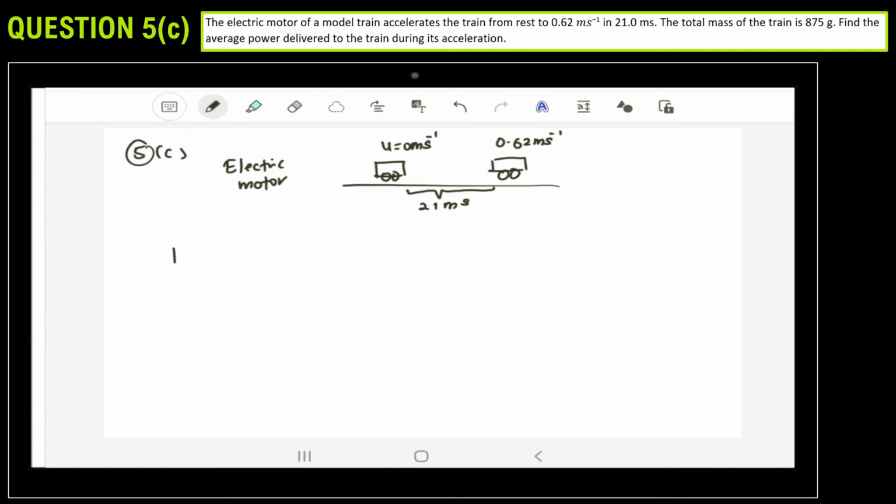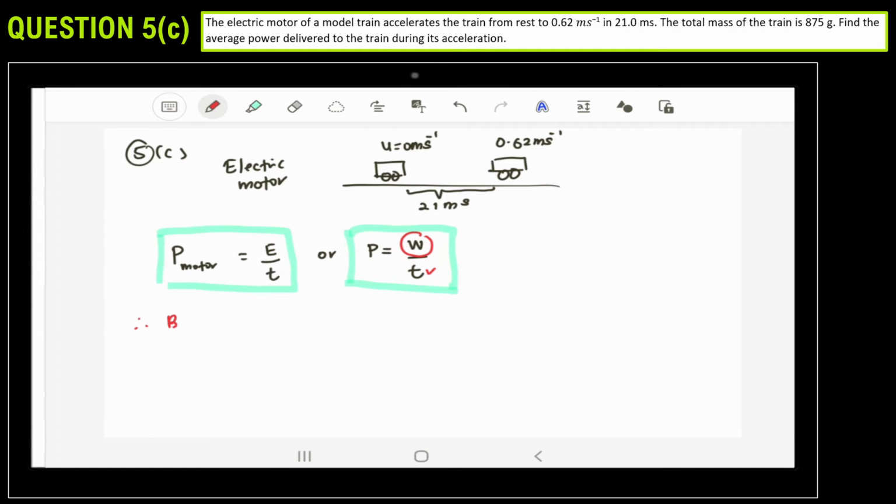So we want to find the average power. So P of the motor is equal to, as we know, the equation of power is energy over time, or P is equal to W over T. Okay, so saya highlight. Okay, so now we want to find power. So here we have time, but we need to find work. Okay, work done to move the train.